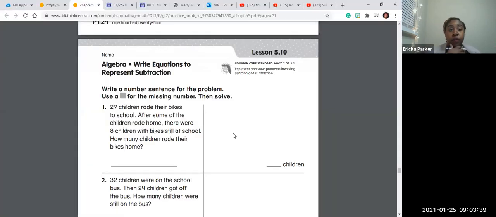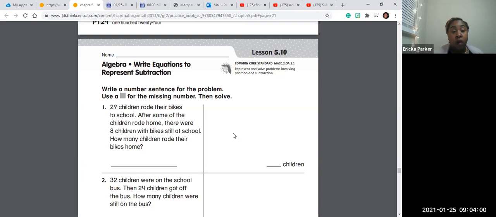So our answer, how many children rode their bikes home? The answer is what? 21. There were 21 children. Okay? So now let's look at our next problem.